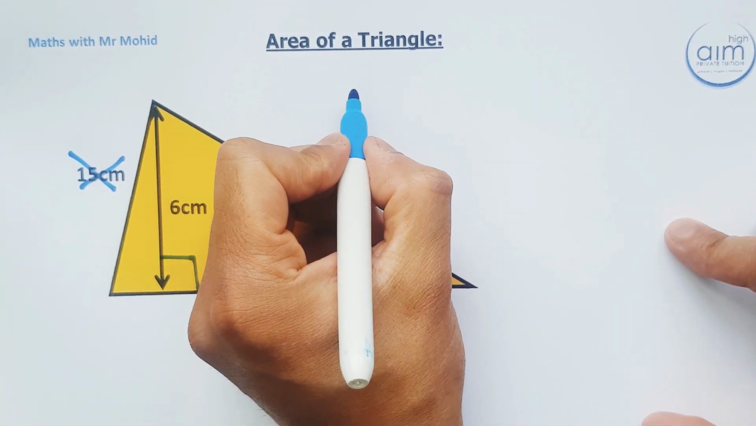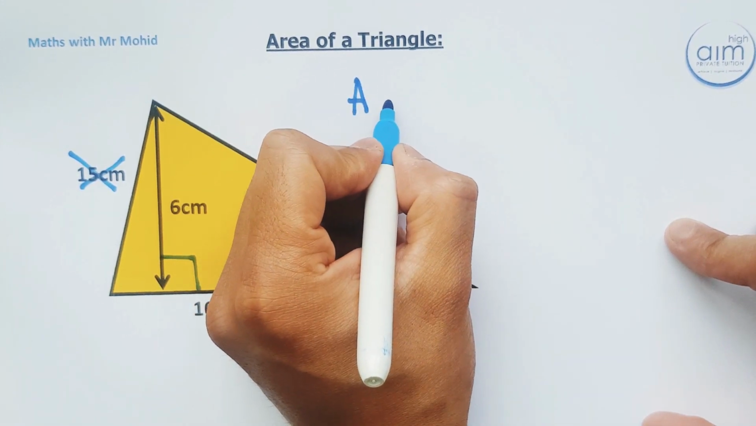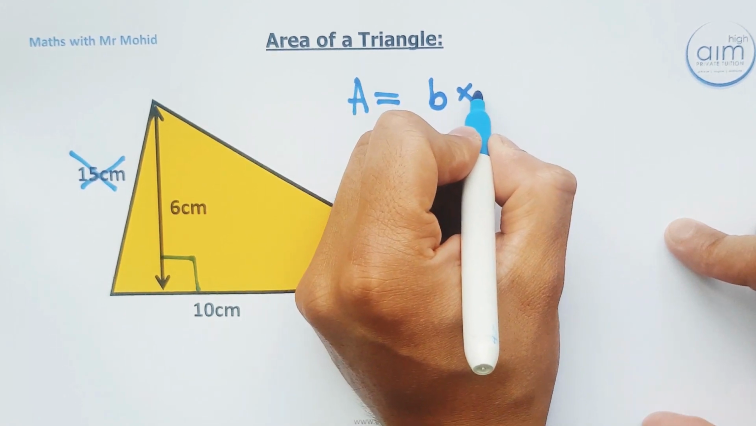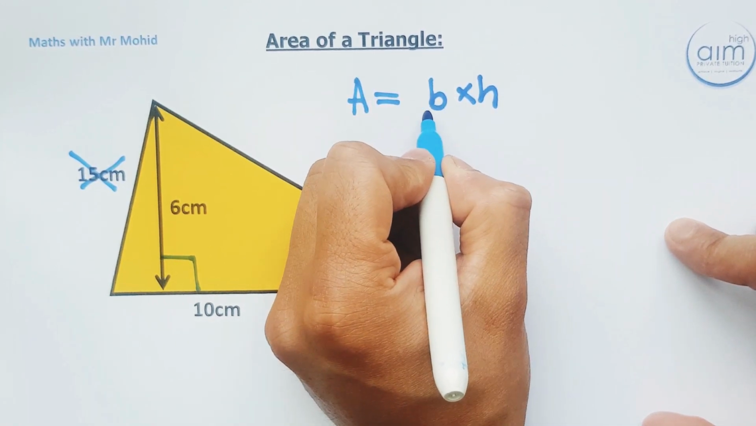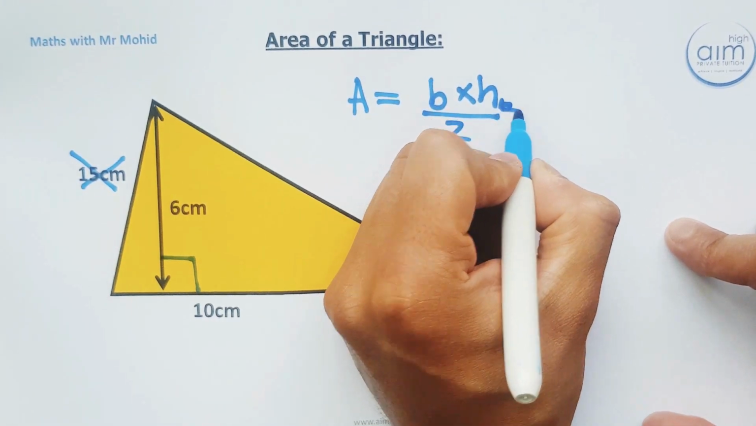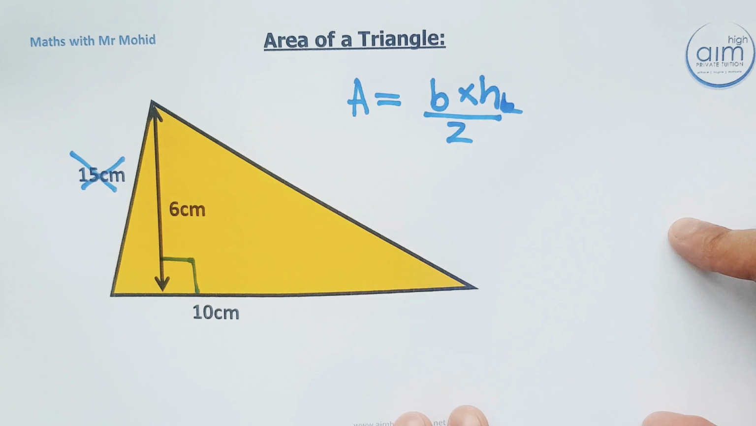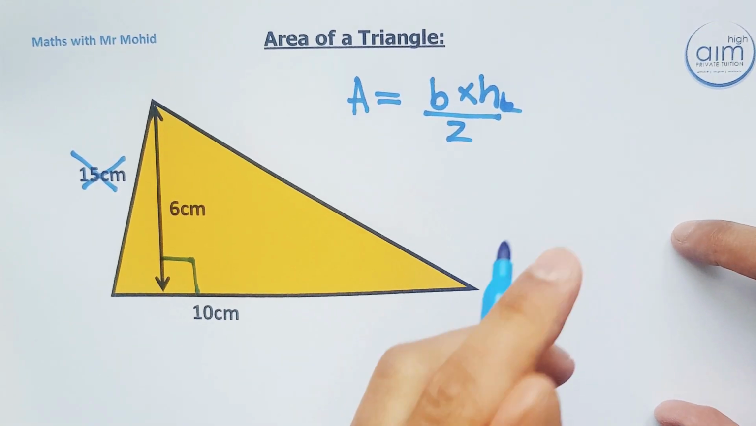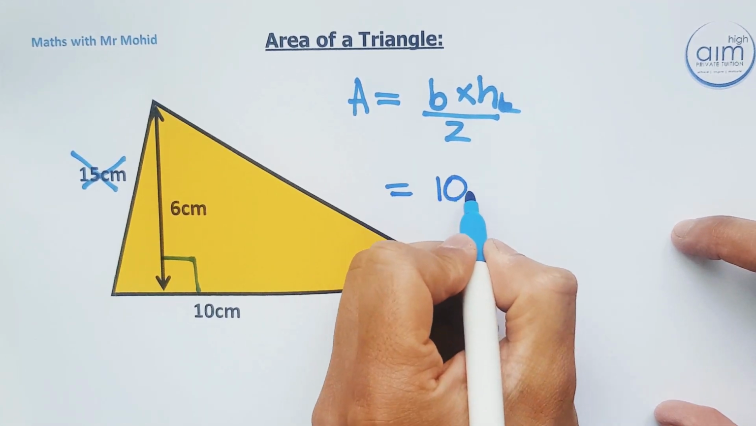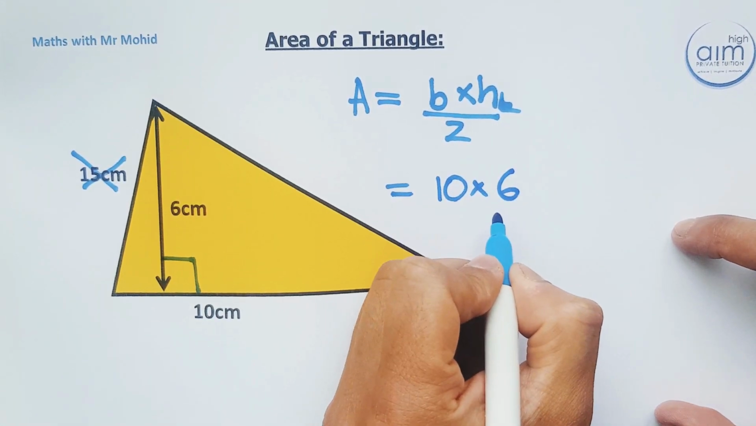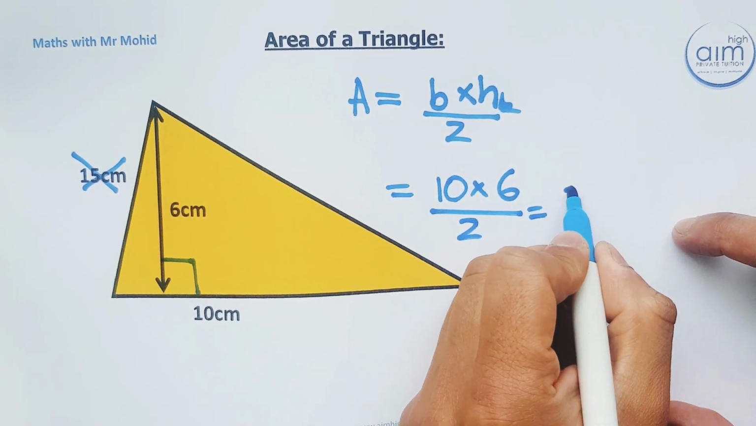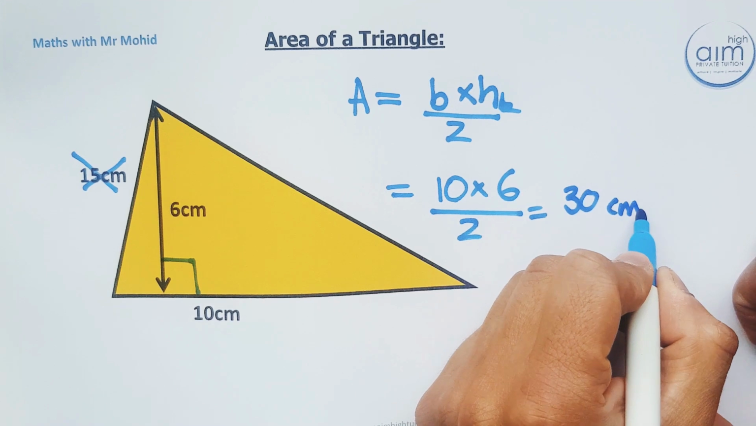So we're going to start off by writing the formula. Area of a triangle is the base times the perpendicular height. I'm just going to write h for now and divide by 2. To help you remember that it's the perpendicular height, put a little right angle there. So perpendicular height, base, divide by 2. Let's go. 10 times by 6 and half your answer. 10 times 6 is 60, divided by 2 is going to be 30, and the units centimeters squared.